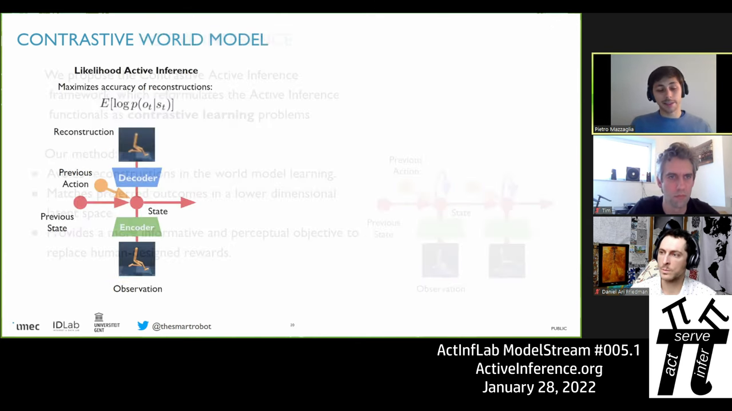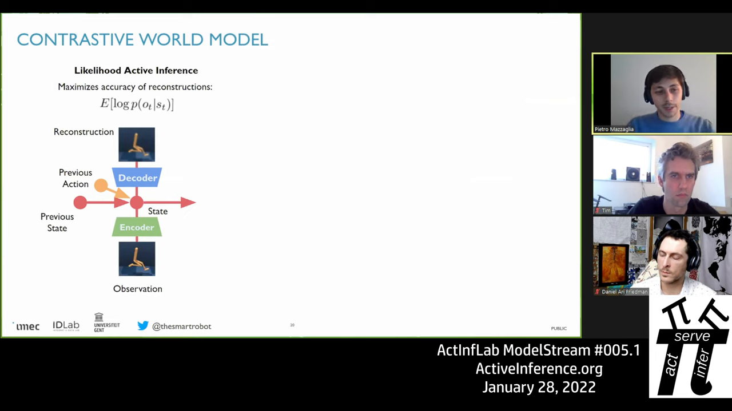So let's compare the differences between using a likelihood active inference model and a contrastive model. The idea in the likelihood active inference model is that we want to maximize the accuracy of reconstruction. Basically this means that we have this decoder that maximizes the maximum likelihood of the observation given the state. So we want the state to maximize the information that it contains about the observation, basically.